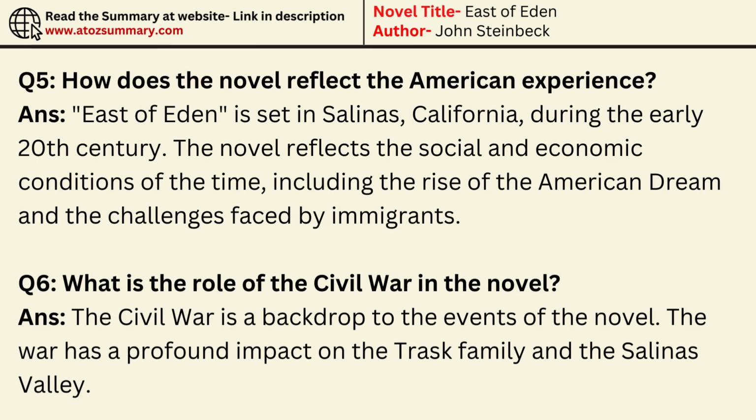How does the novel reflect the American experience? East of Eden is set in Salinas, California, during the early 20th century. The novel reflects the social and economic conditions of the time, including the rise of the American dream and the challenges faced by immigrants.